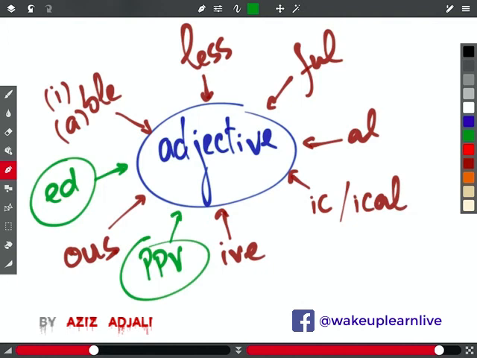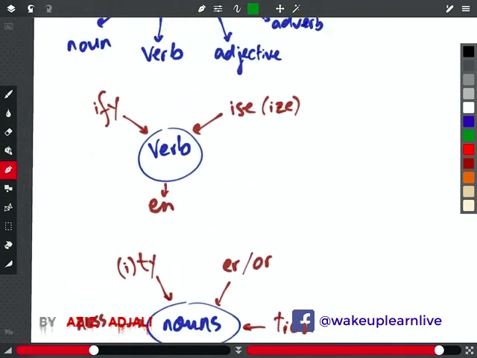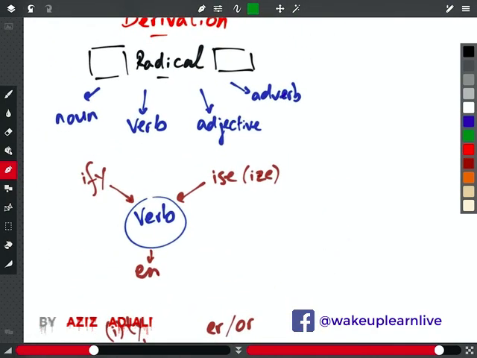So this is all for the derivation. To obtain the stem or the original radical, you should just remove the suffixes. Okay, you should just remove the suffixes or prefixes, and you will obtain the radical directly.